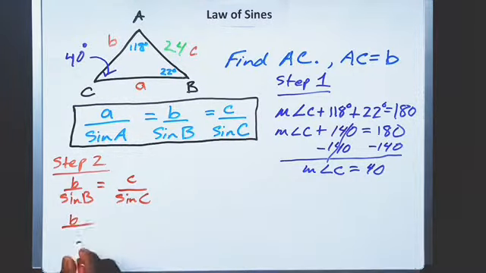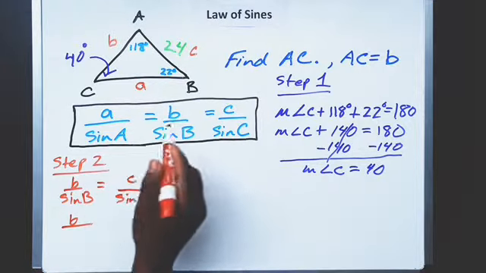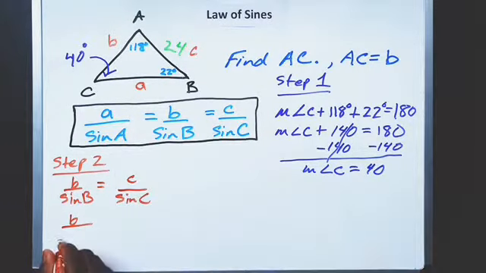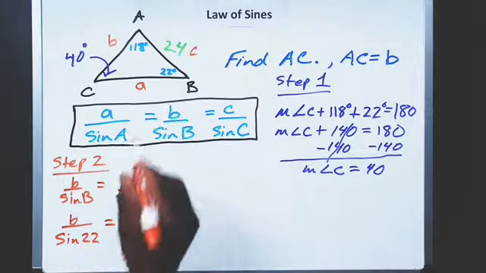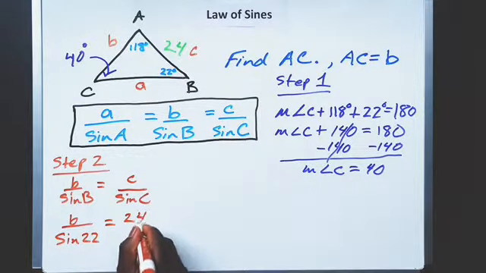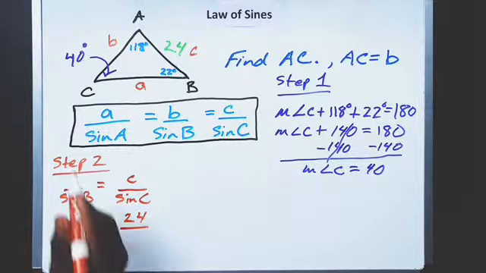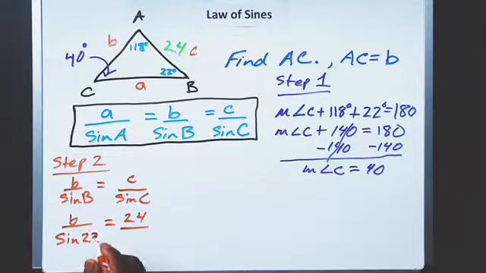So we have b over the sine of B, which is the angle B, 22. So I write sine 22 equals, and then we have c, which is 24, over sine C, which is 40. So sine of 40. All right, this is great. We have values in the numerator and the denominators. Now we can solve for b.